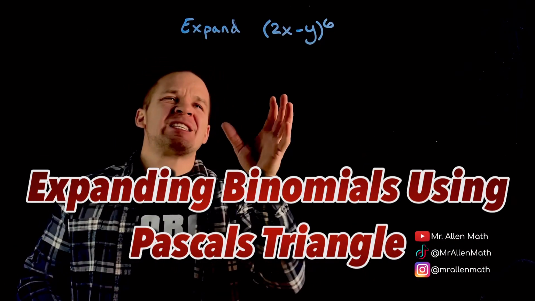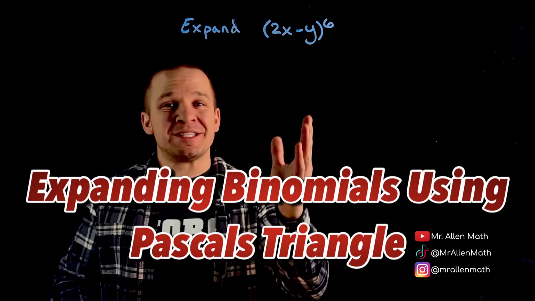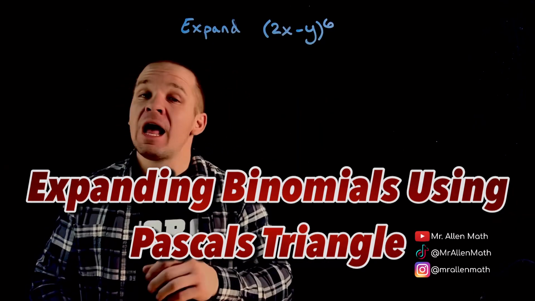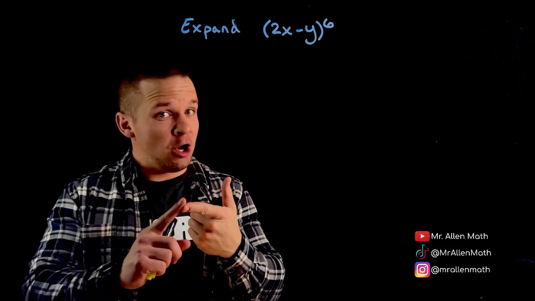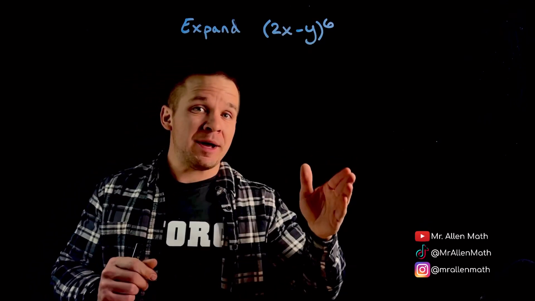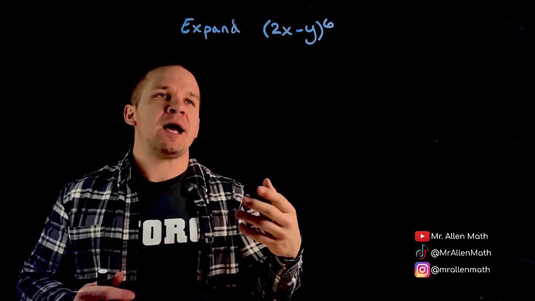Mr. Allen here. We're about to expand this dope binomial here, raised to the 6th power. Man, I got a few options here. I can write it out 6 times. That's a fool's game, man. Or I can use the binomial theorem to get my numbers from Pascal's triangle, or I could write out Pascal's triangle.